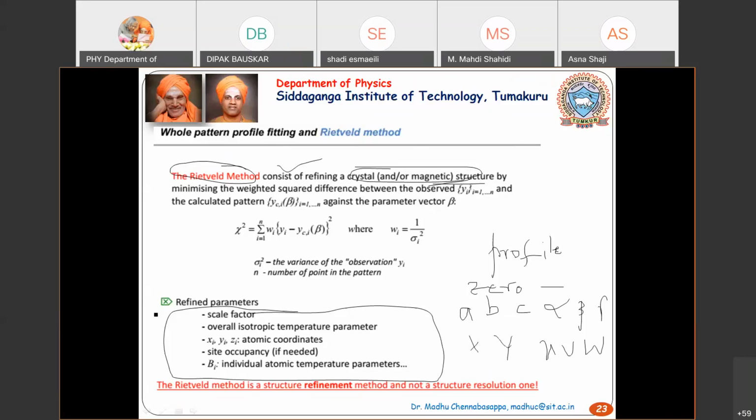But when we come to the Rietveld refinement, we will stop all these things. That means first we will do a profile fitting and fix all the values. Once we have a good profile fitting, we fix all these values. Then we are going to change the scale factor, the isotropic factor, and XYZ.